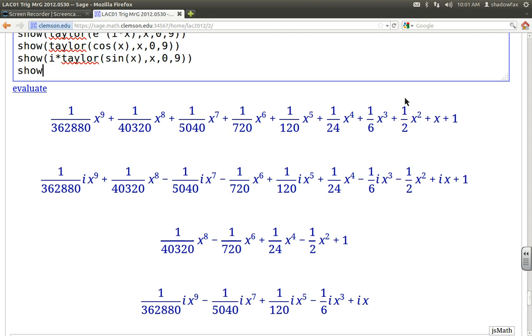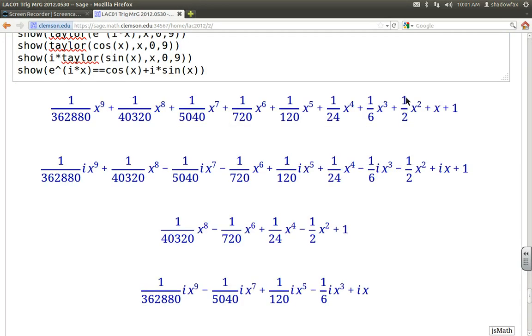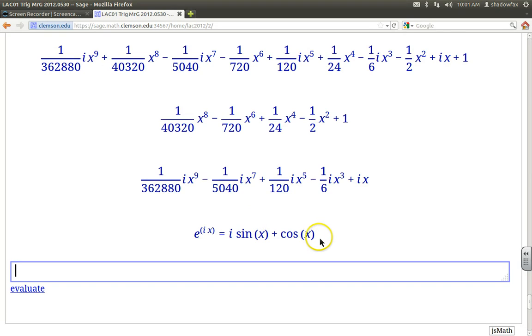If you show e to the quantity i times x equals the cosine of x plus i times the sine of x, you see the identity I'm talking about. There it is. By the way, there's a shorthand name for this. This is called cis theta. Cosine plus i sine, CIS, cis theta. That's where the name comes from.